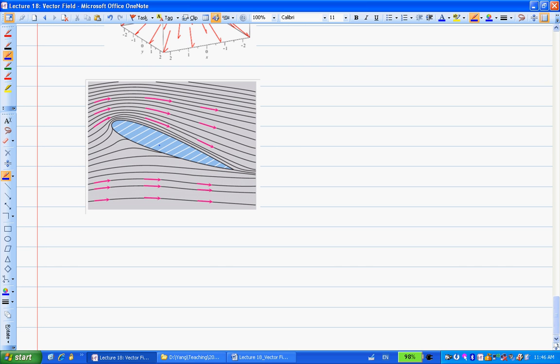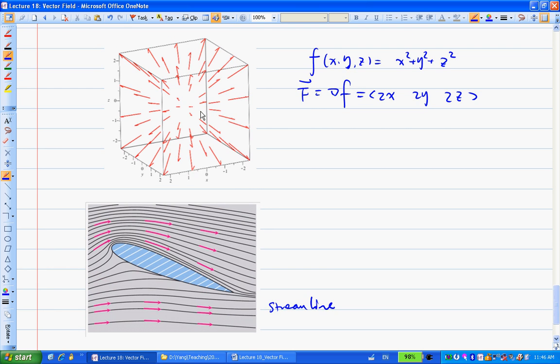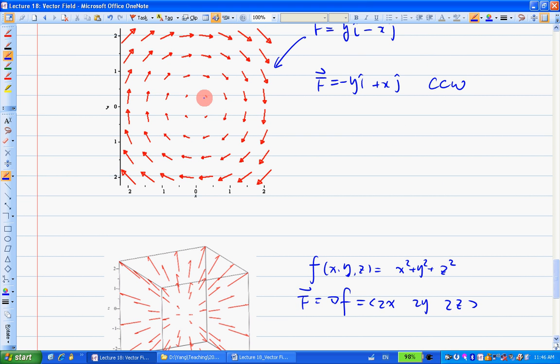Okay. So as you can see, those lines here are so-called streamlines. In MATLAB, you do have a command to draw streamlines. So for example, if I have a vector field of this or this, a streamline is basically starting anywhere. This is basically the so-called streamlines.